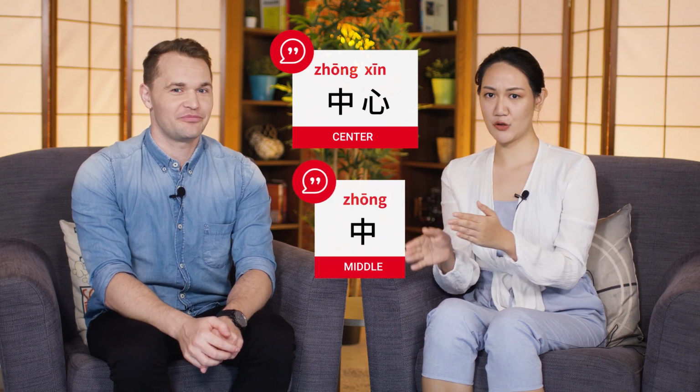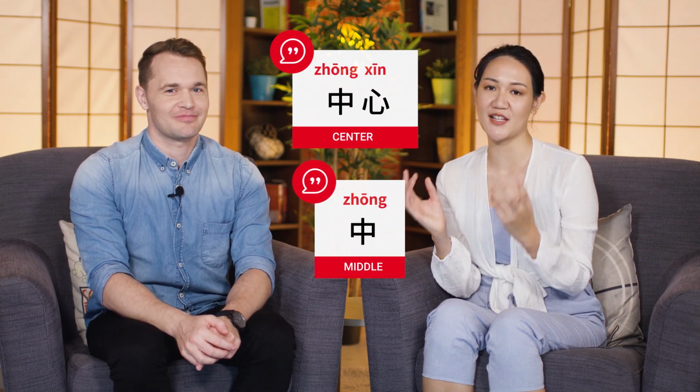Okay, so the second way we want to use 心 is not our physical heart, but as a center. As we know, our physical heart is in the center of the body, or it runs the entire body. So the word for center is 中心. And 中 means middle. So your middle heart is a center.